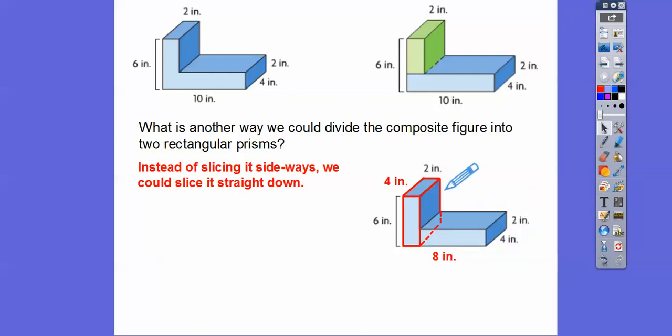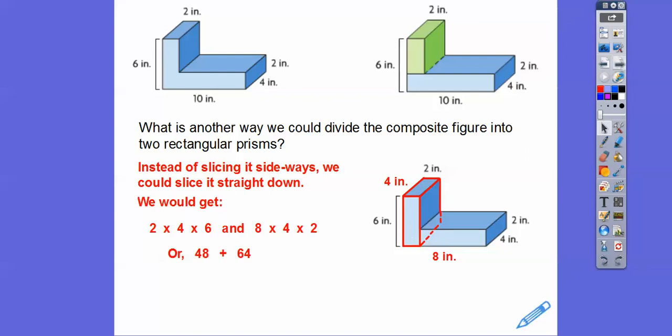And then this one's going to be 2 by 4 by, this time it's 6. It's all the way down. So the total volume, if we multiplied those, we get 48 plus 64, which is the same as what we got in the other one, 112 cubic inches.